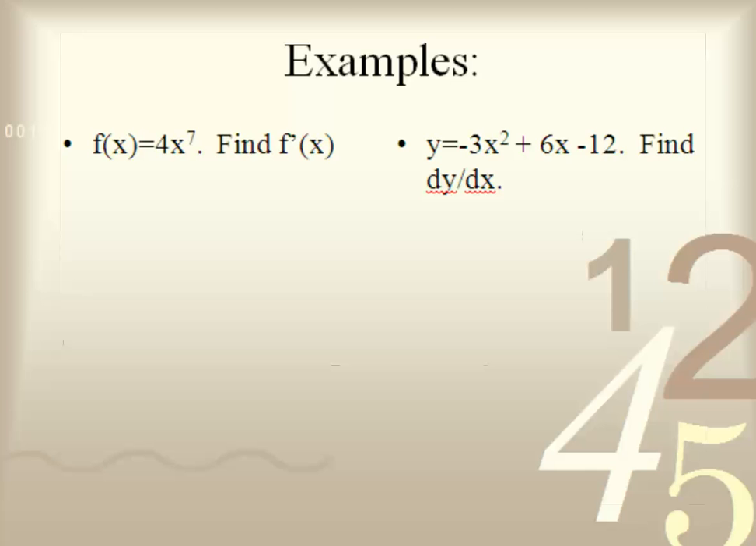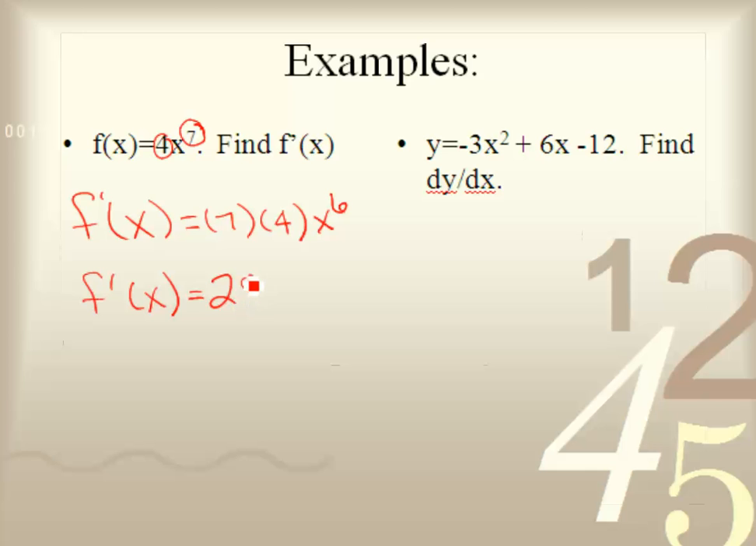In our first example, f of x equals 4 times x to the 7th power. We want to find f prime of x. Once again, to do this, we're just going to multiply the coefficient and the exponent. So we're going to take 7 times 4, and then our exponent becomes 1 less. So instead of to the 7th power, we now have to the 6th power. So the derivative, or f prime of x, equals 28 x to the 6th.